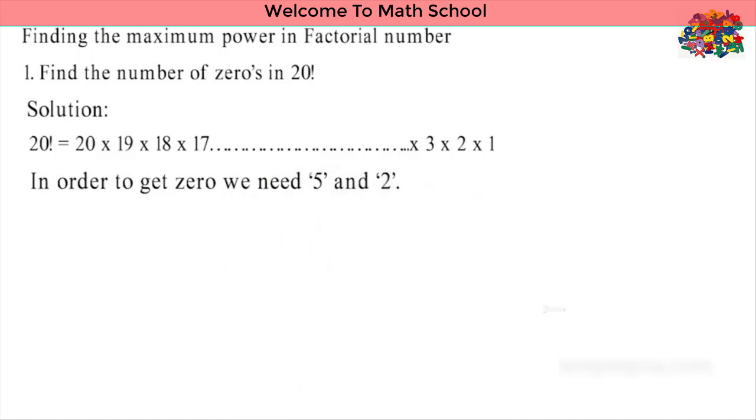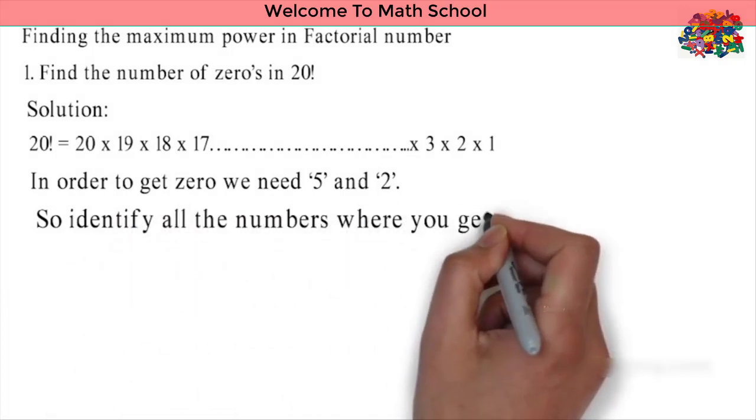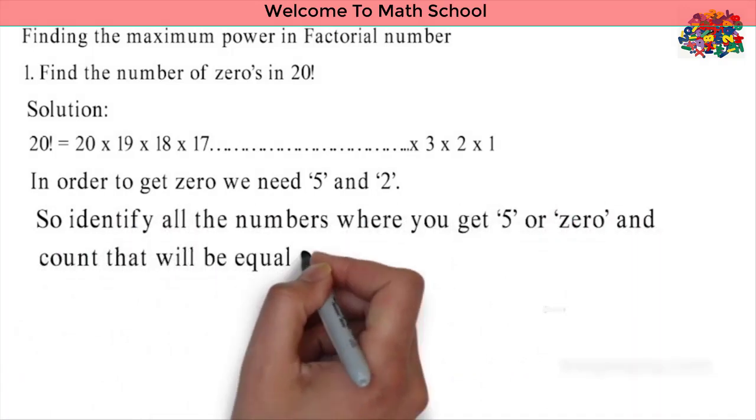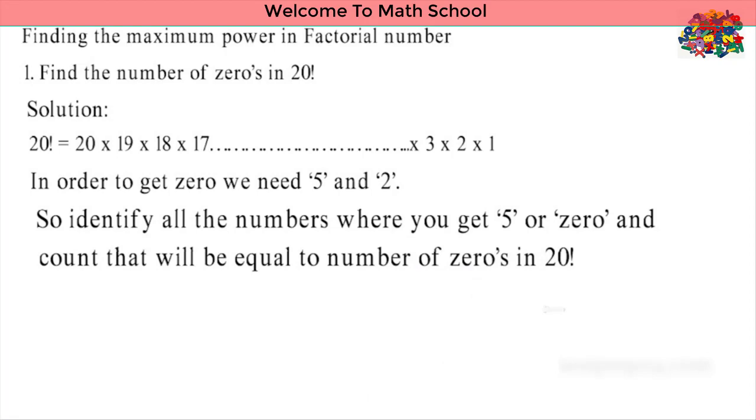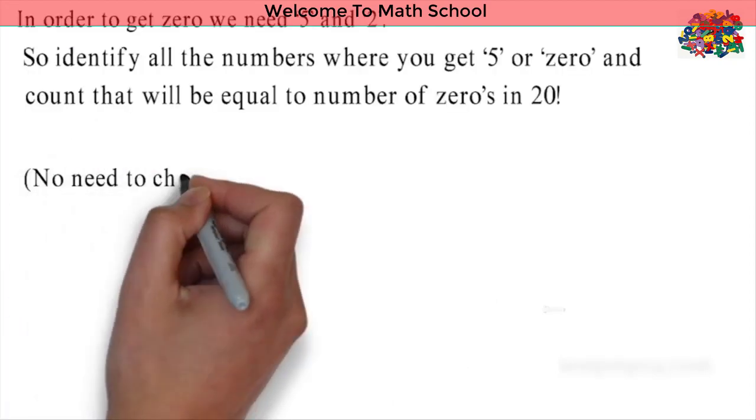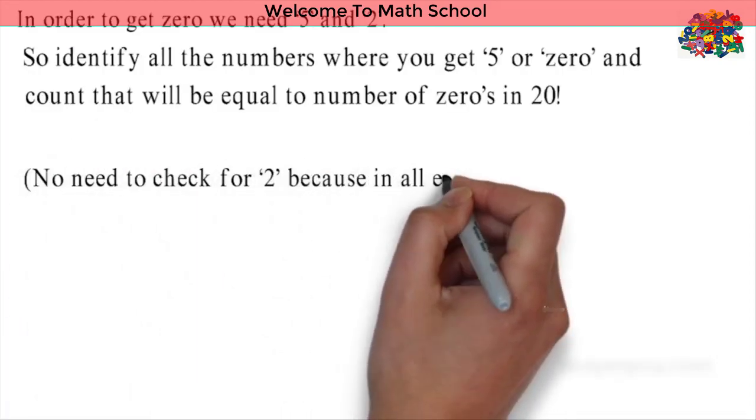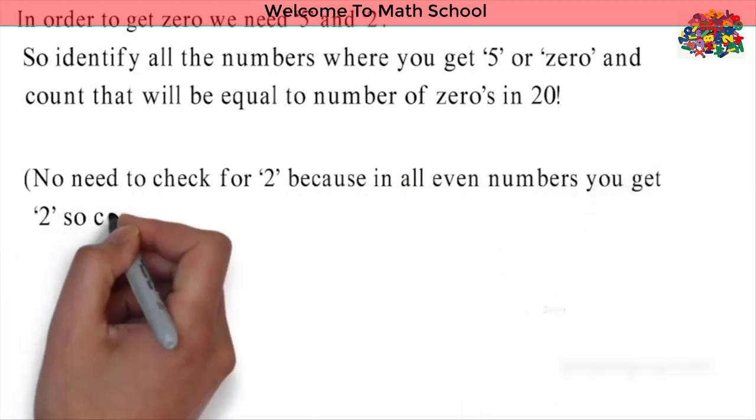Now in order to get a 0, we need to find out how many 2's are available in the factorial number and how many 5's are available in this factorial number. Now 2 is available in each and every even number. Here we will identify how many 5's are available. No need to check for 2 because in all even numbers you get 2, so count the total number of 5's.